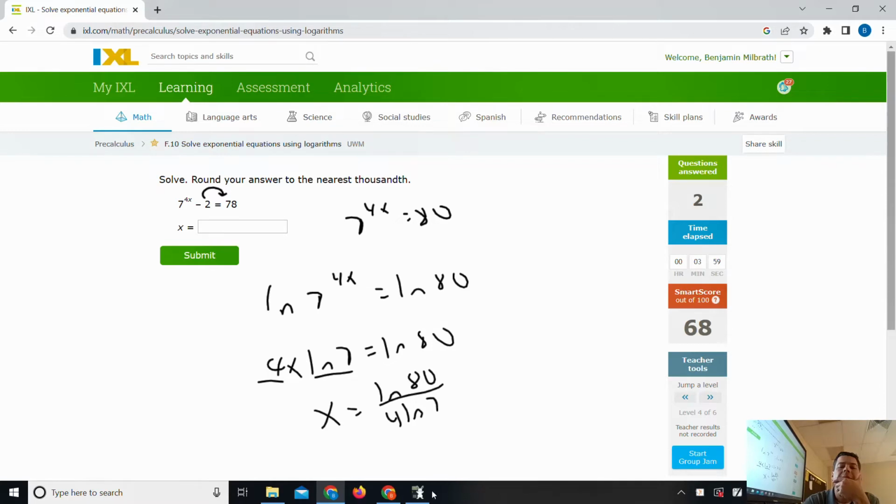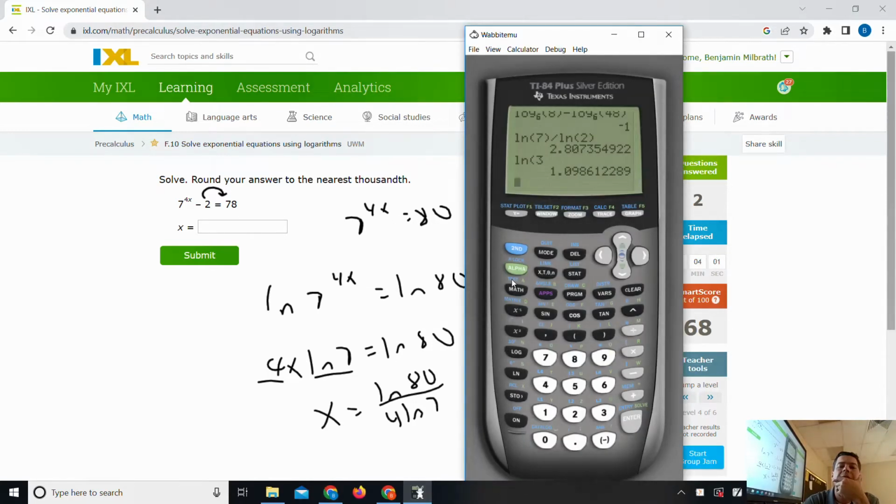So let me drop on down to my TI-84. I'm actually going to use the fraction function here to type that in, which is under num, which is actually how I feel about right now.